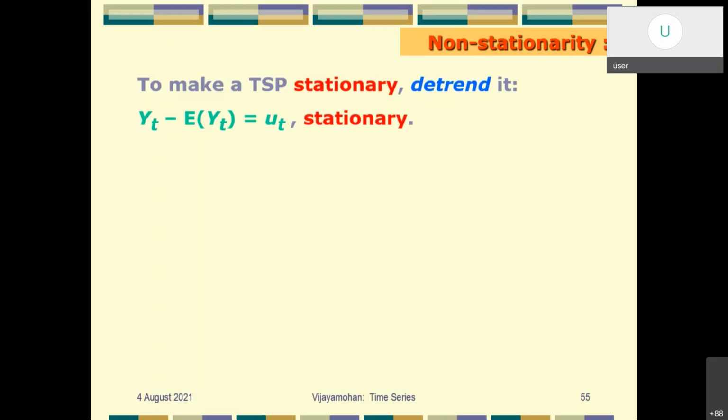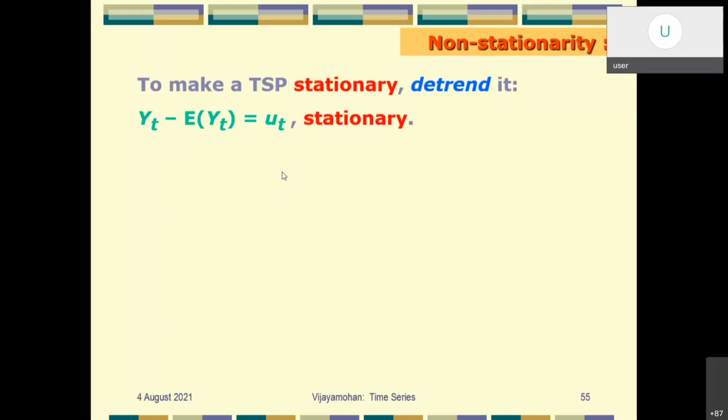So remember that if we have a TSP, and all the variables, or some of the variables in our multiple regression, have a trend, we need not go first for detrending and then doing all the regression. We just include a time variable in the multiple regression, and the presence of that trend variable will automatically detrend all the variables. And that is the beauty of this Frisch-Waugh theorem. Okay. So in general, we are detrending a variable like this. And now this YT minus expectation of YT will be a stationary variable.